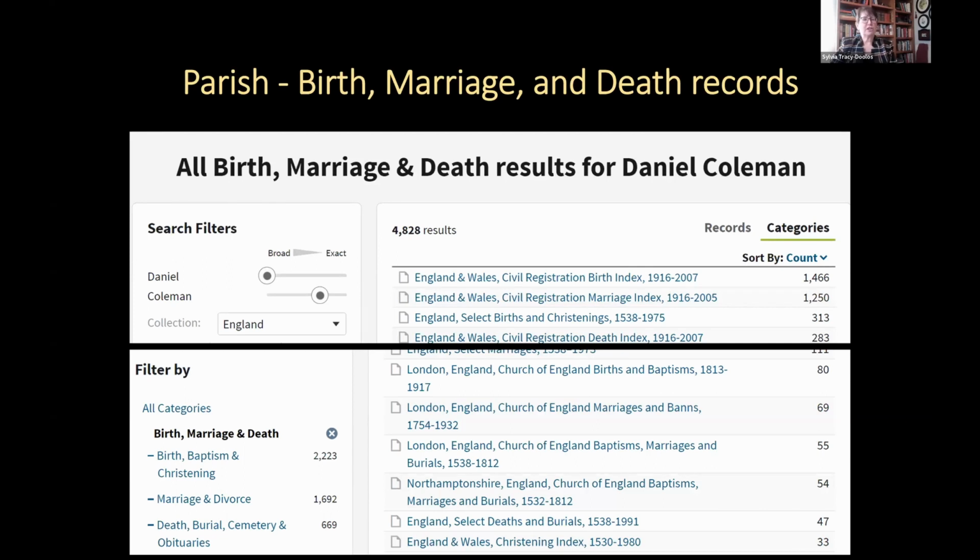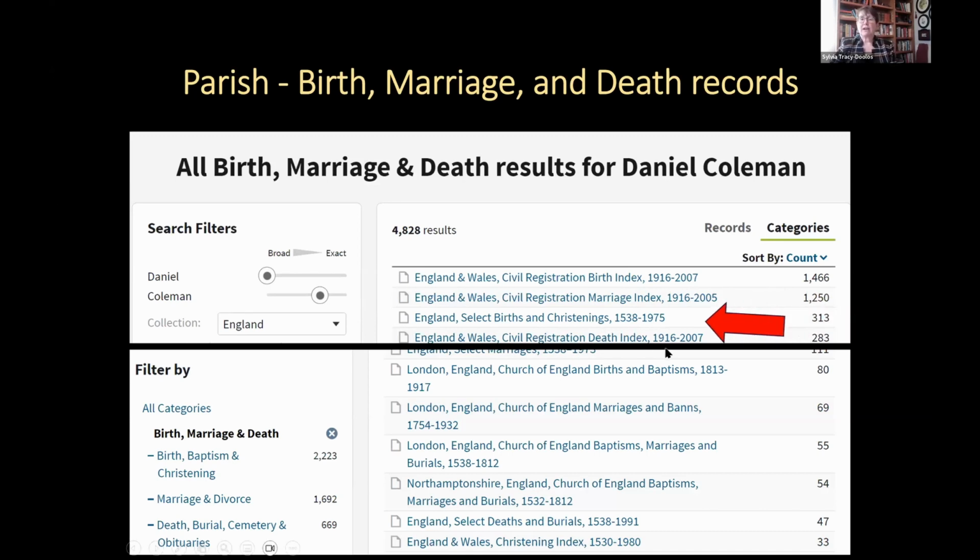Again, if you search just for a name, you're going to get so many results. So I put in my Daniel Coleman, and I have 1,400 results in this England and Wales Civil Registration Birth Index. Just way too many records to look at.